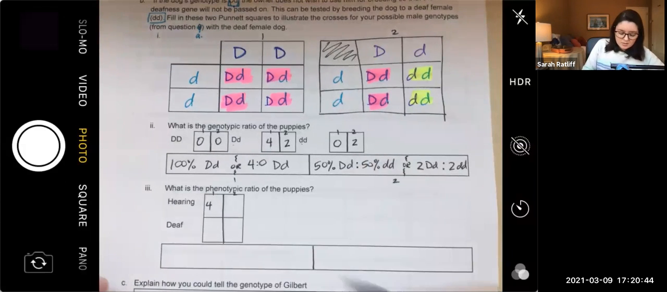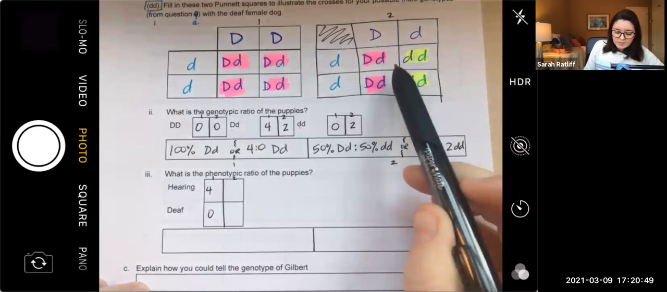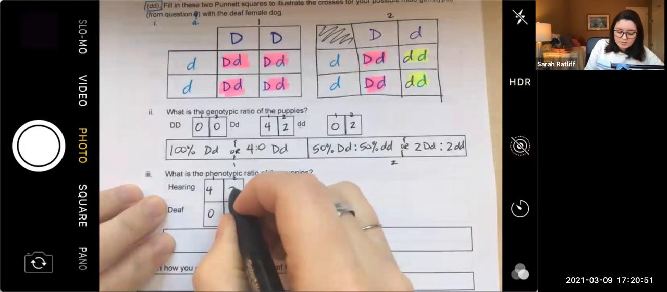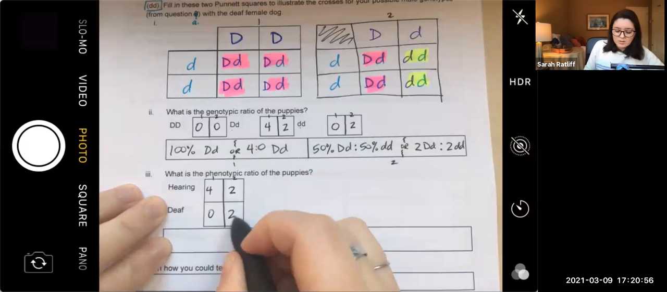So that means, oops, 0 that are deaf for Punnett Square 1. Looking here, for Punnett Square 2 we have only 2 that are hearing. They have that dominant trait of hearing. And we have 2 that are deaf.